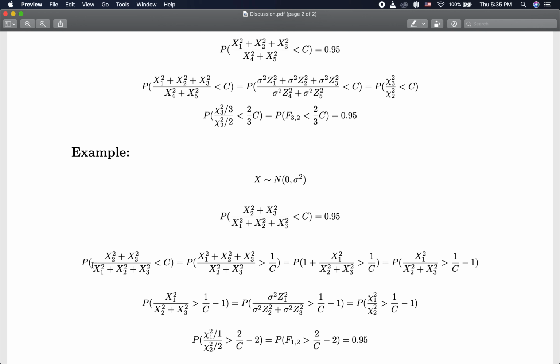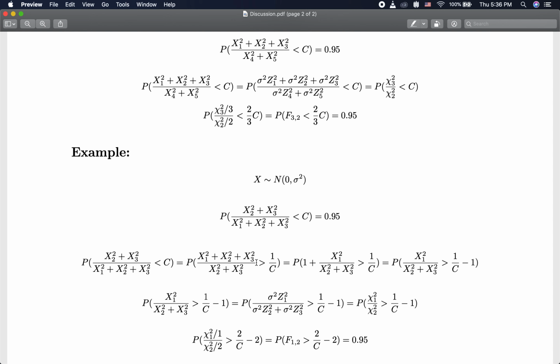Starting from there, first of all, let's change the sign, or actually, take the inverse. So we have x2 and x3 now on the denominator, and x1, x2, x3 on the numerator, and we also take the inverse on the right-hand side, so it's 1 over c. But to do that, we need to flip the sign, so it's greater than, not less than anymore. So we take the inverse and flip the sign.